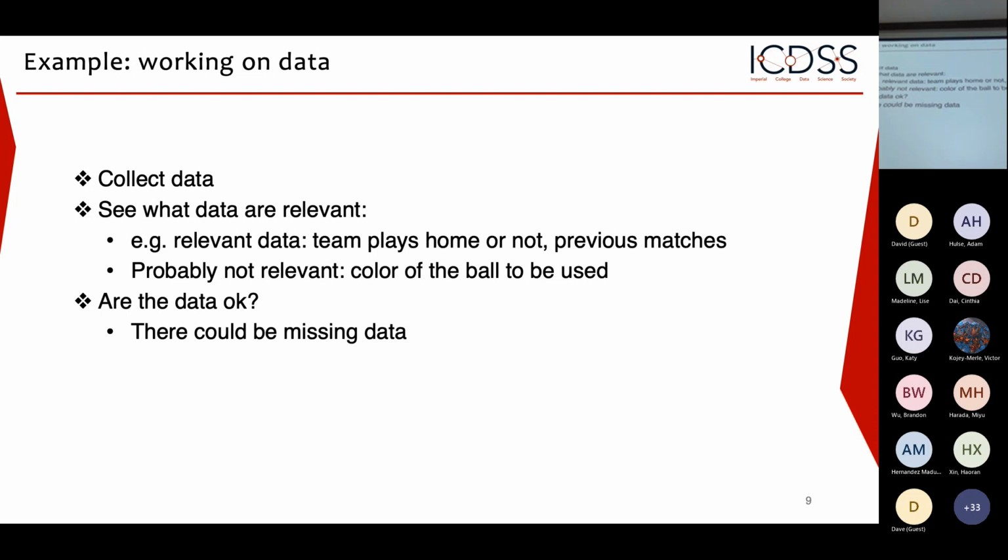Then you need to see, is all this data relevant? Surely I would think that the performance of the team in previous matches is a relevant piece of data. Is the color of the ball relevant? Probably not. Sometimes things are in a gray area, so you need to understand what you want to keep and what you want to throw away. And then you need to be sure that the data are okay. Maybe the data are missing some bits. You don't always get all the columns and all the rows filled. Maybe one row is missing. How are you going to deal with that?